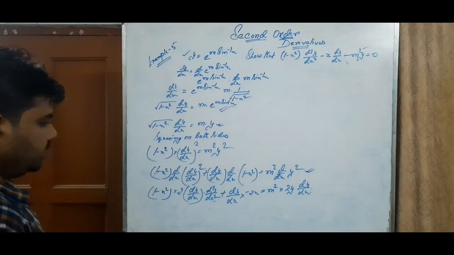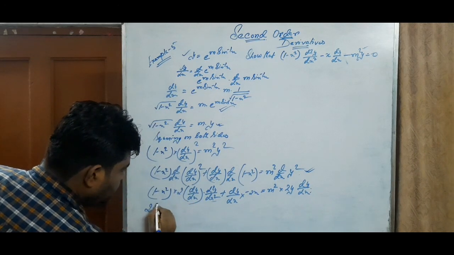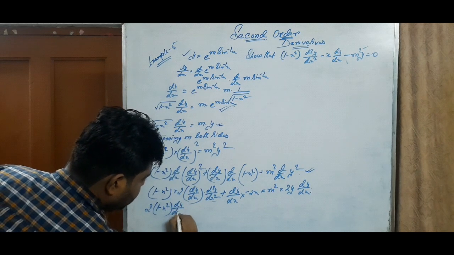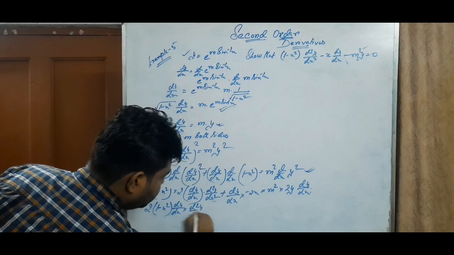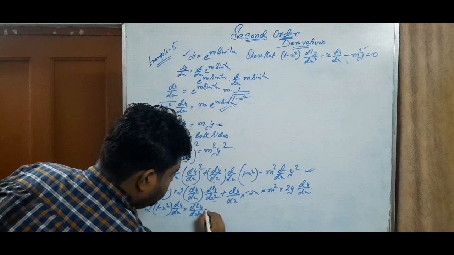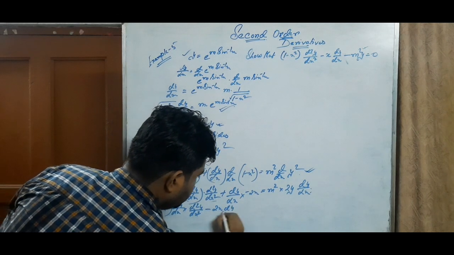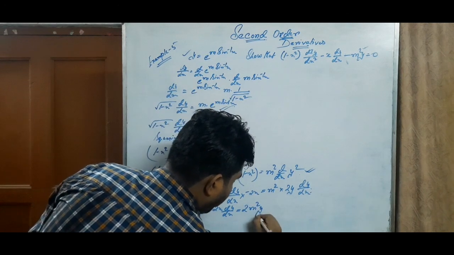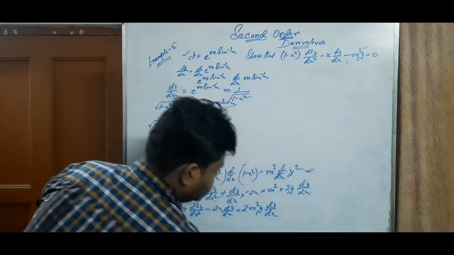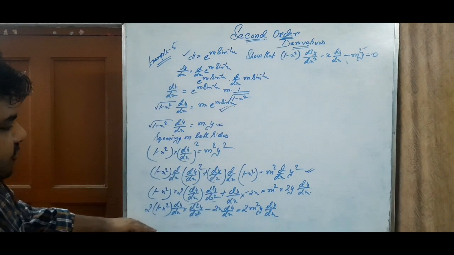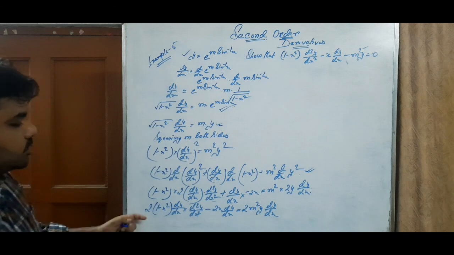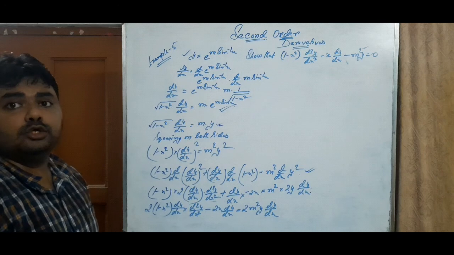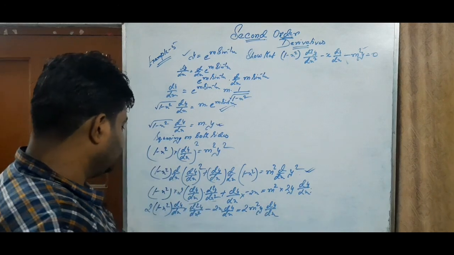Now this is 2 into 1 minus x square dy by dx into d2y by dx square minus 2x dy by dx equals 2 m square y dy by dx. Now we can divide both sides by 2 dy by dx. That's what we can write.